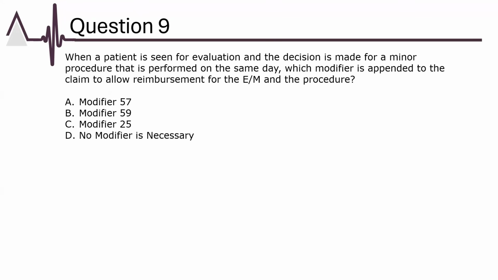Minor procedures typically have a global period of 0 or 10 days, encompassing pre-procedure, inter-procedure, and brief post-op care within the short time frame. Common examples of minor procedures include simple laceration repairs, small lesion excisions, and certain minor endoscopic procedures. For these, an evaluation and management service provided on the same day may require a modifier 25 if it is deemed significant and separately identifiable from the procedure itself.